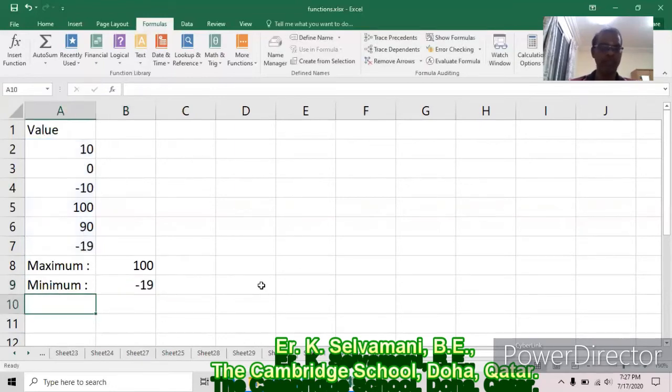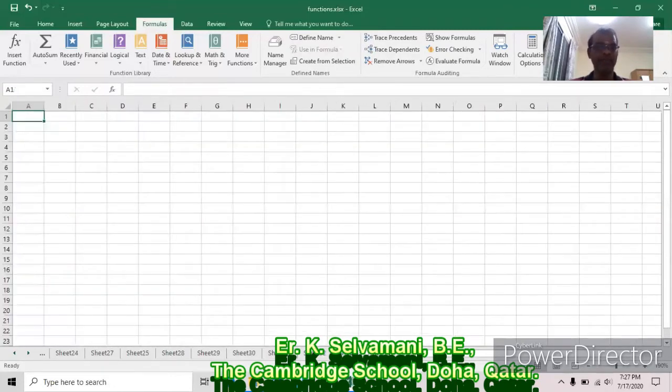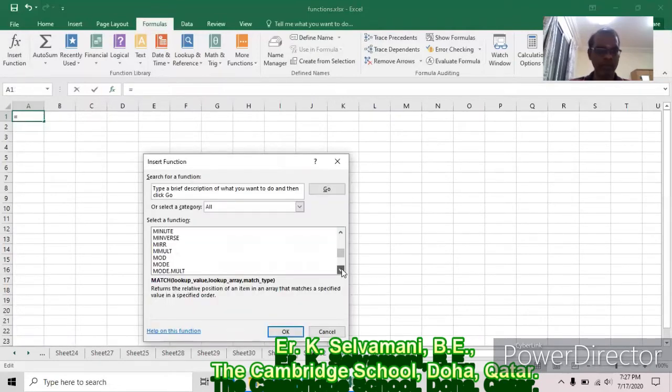Okay. So minus 19. Minus 1 is smaller than 0, as well as minus 2 is smaller than minus 1. Similarly, minus 19 is smaller than minus 10. So out of these numbers A2 to A7, minus 19 is the smallest value. So minimum gives the smallest value. Max and min, very simple. Now, MOD.